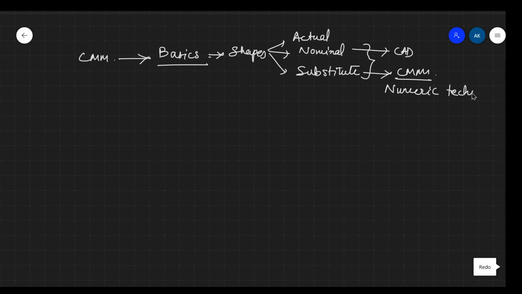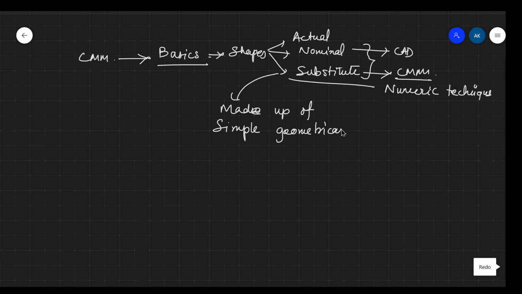So now, okay, numerical techniques, and it was made up of simple geometrical shapes. So the standard ones we talked about, like the plane, line, cylinder, sphere, cone. So these were the standard things.